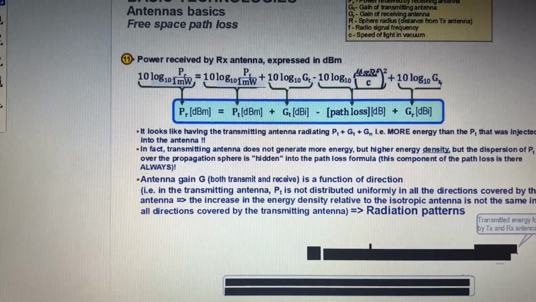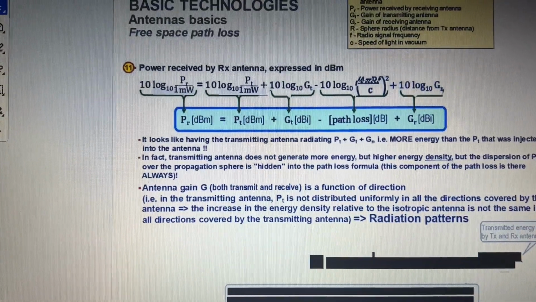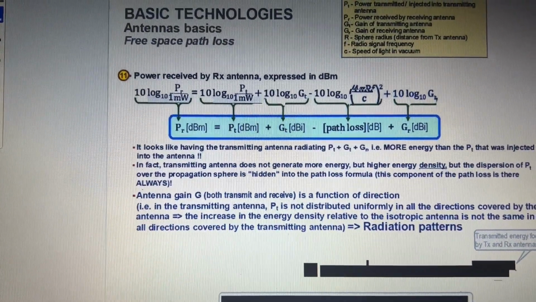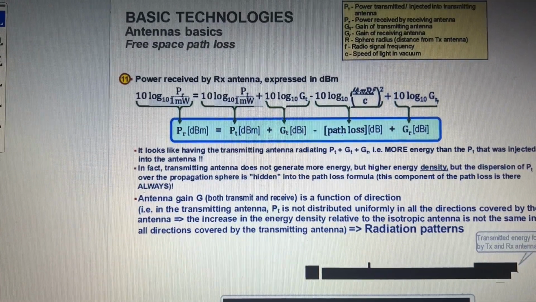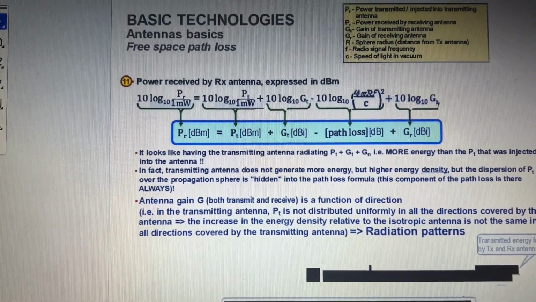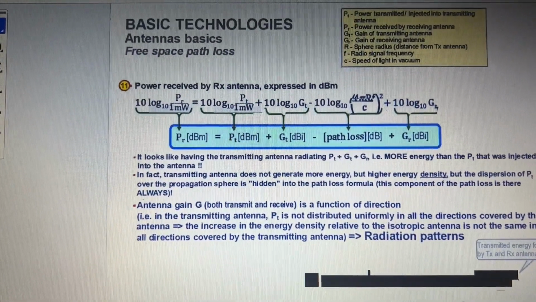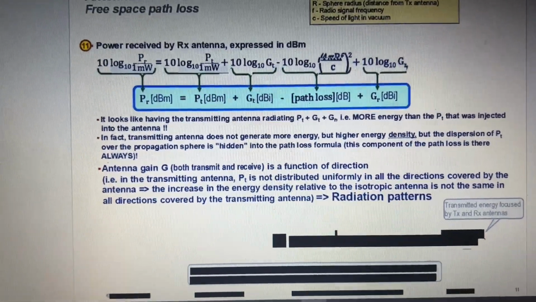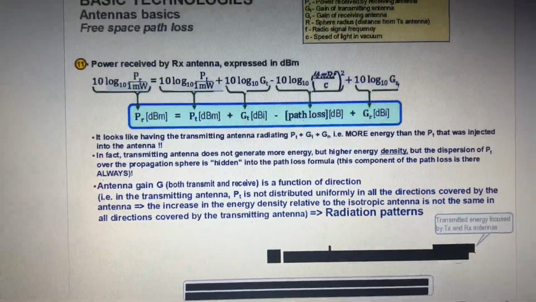So basically antenna gain, transmit and receive, is a function of the direction. The increase in energy density relative to the isotropic antenna is not the same in all the directions covered by the transmitting antenna. These are nothing but the radiation patterns. How the radiation patterns are developed, we are going to see.